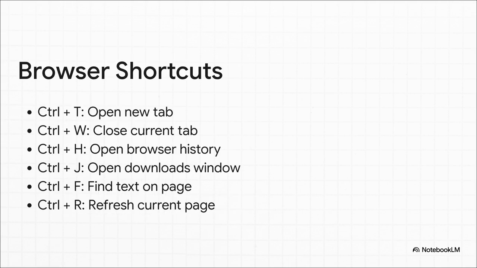This exact same efficiency completely applies to the internet too. Control-T and Control-W let you open and close tabs in an absolute flash. Lose a download? Control-J brings up your downloads window. Need to see what you were looking at yesterday? Control-H opens your history. But the ultimate research tool, hands down, is Control-F. It lets you instantly find a specific keyword in a massive wall of text. And if a page freezes up on you, just hit Control-R for a quick refresh.